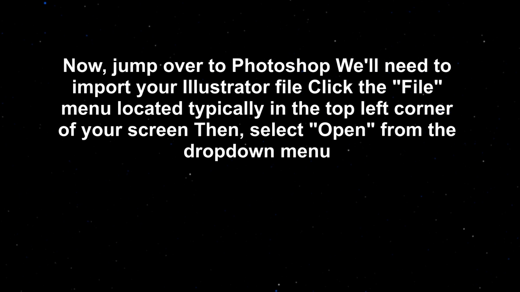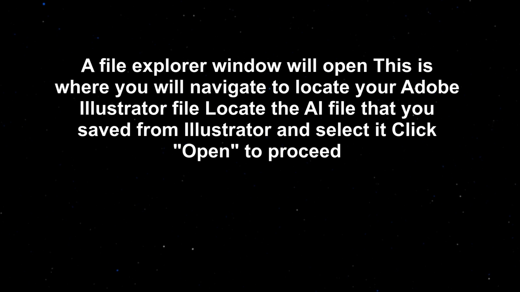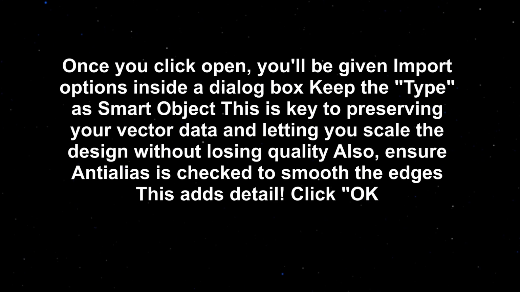Click the File menu, located typically in the top left corner of your screen. Then, select Open from the drop-down menu. A File Explorer window will open. This is where you will navigate to locate your Adobe Illustrator file. Locate the AI file that you saved from Illustrator and select it. Click Open to proceed. Once you click Open, you'll be given import options inside a dialog box.